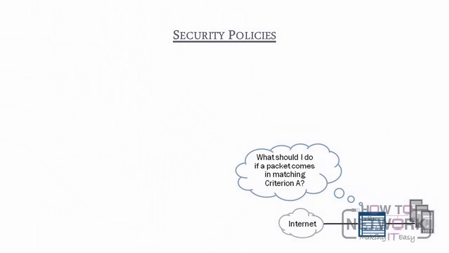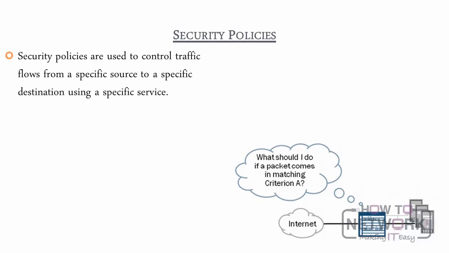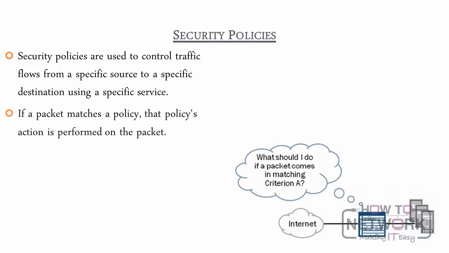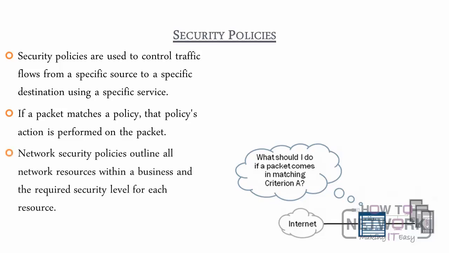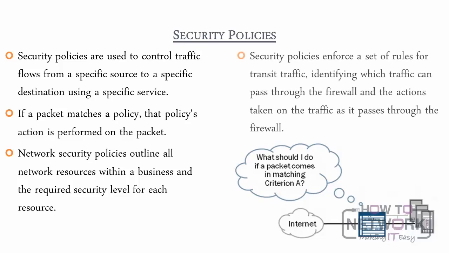So let's get started. Security policies are used to control traffic flows from a specific source or sources to a specific destination or destinations using specific services. If a packet matches a policy, that policy's action is performed on that packet. Basically, a security policy is a set of statements that controls traffic from a specific source to a specific destination using a specific service. Network security policies are highly valuable for secure network functionality.